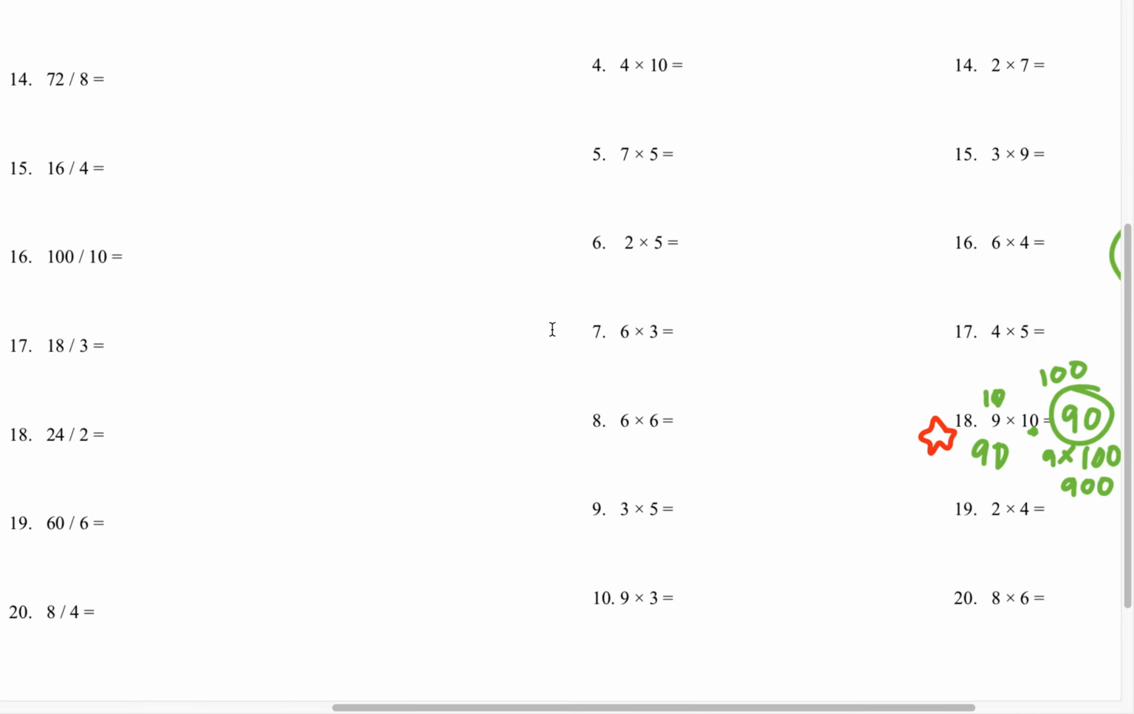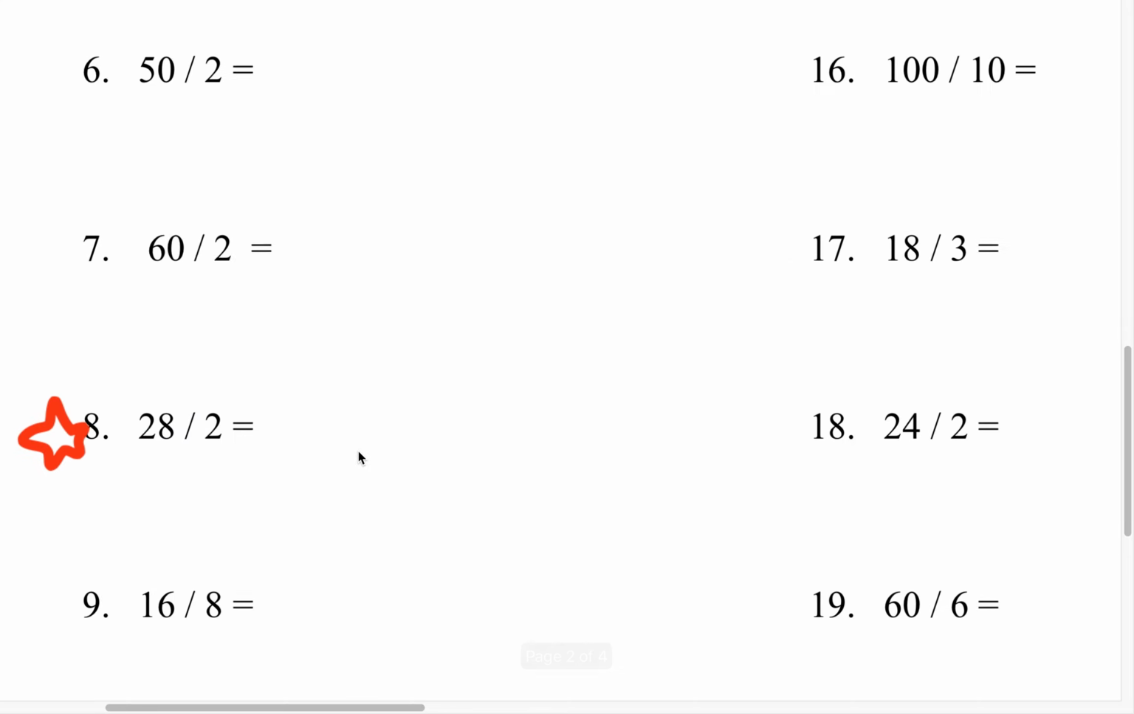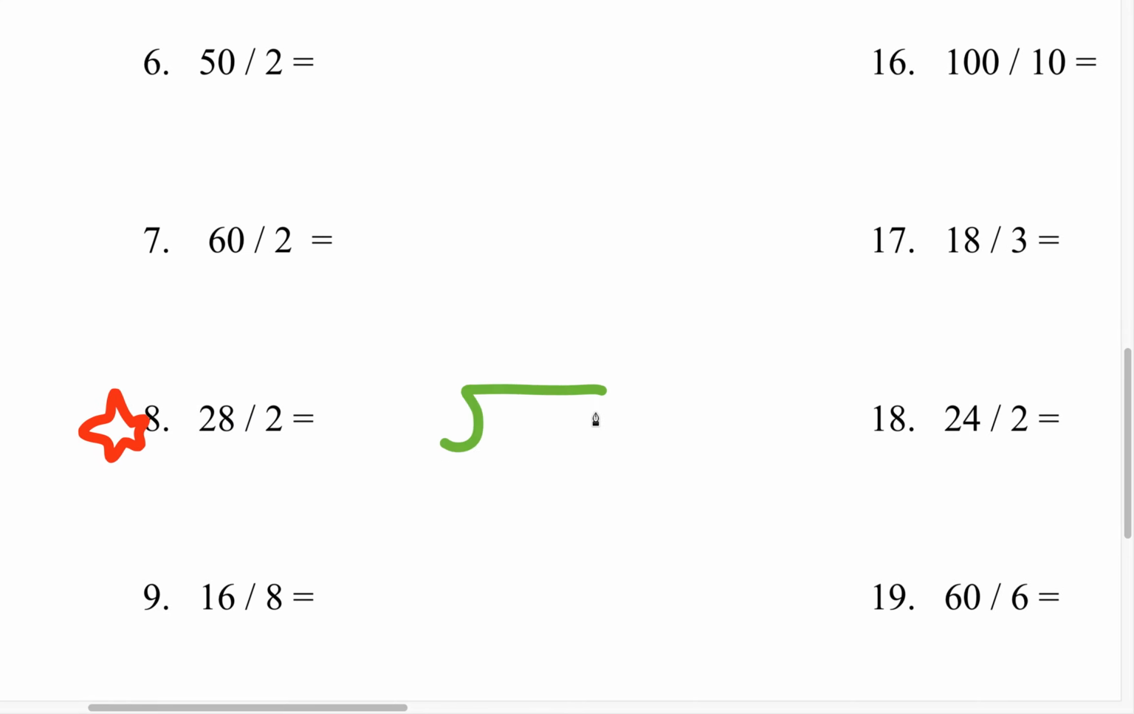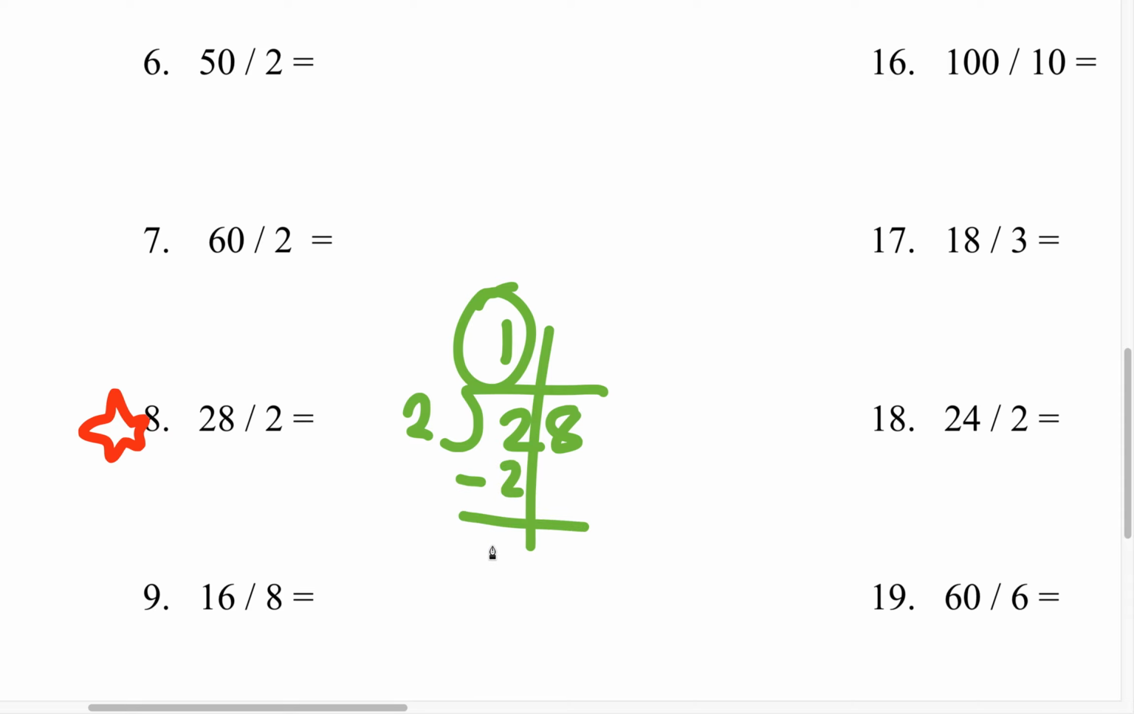Okay, now let's look at division. 28 divided by 2. The first number hops in here, the second number stays outside, and then we see which number goes in here. So how many times can 2 go into 2? That's 1, because 2 times 1 is 2, and that fits. That's 0. Drop down the second number. So the next part is 8.